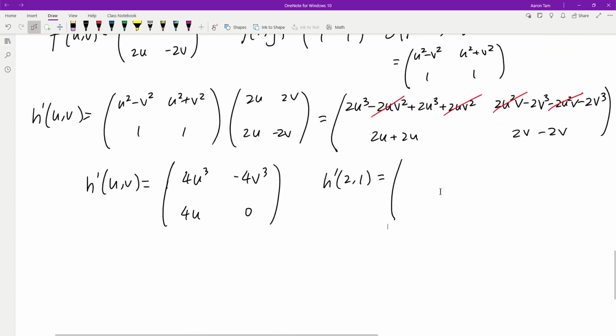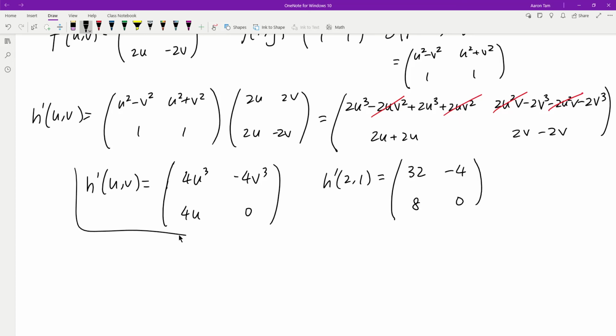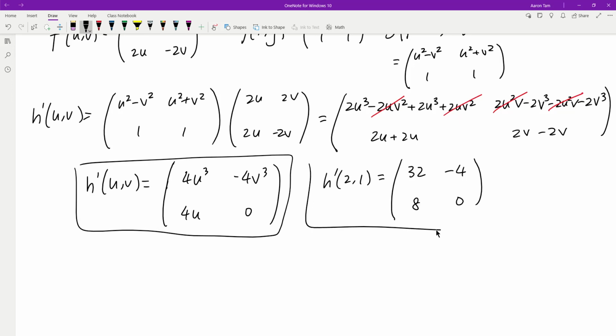So in this case, that would be 2 times 4 times 2 to the third, which is 8, so that's 32. Negative 4 times 1 to the third, which is 1, so that becomes negative 4. 4 times 2 is 8. And this one is 0, of course. So that's my answer.